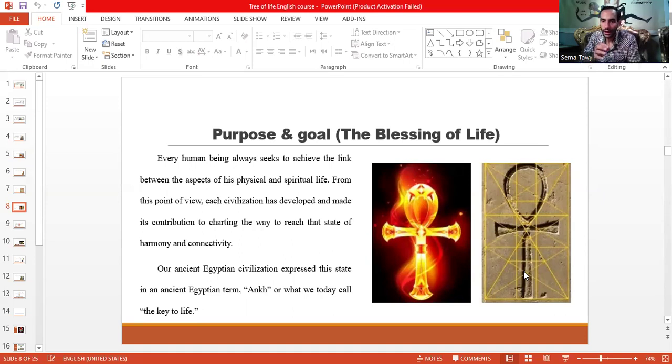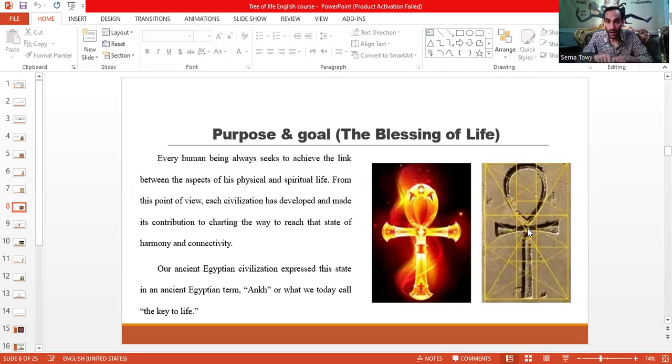And the center part here represents the point, the center, where your spiritual needs and physical needs connect together. And this represents the heart chakra.